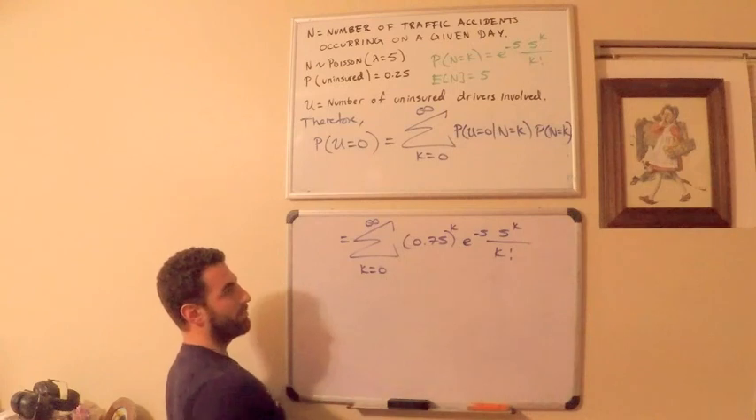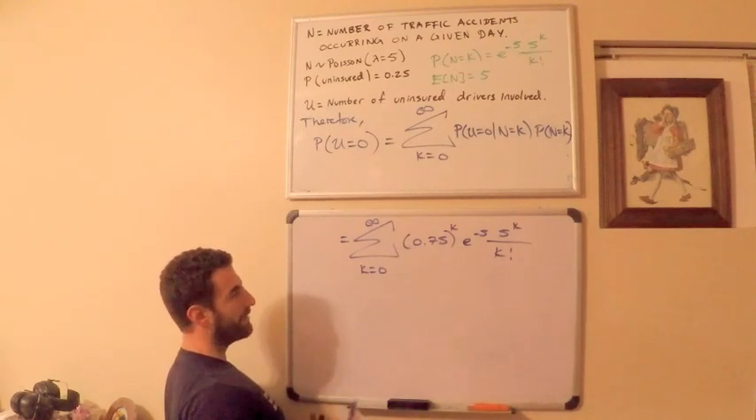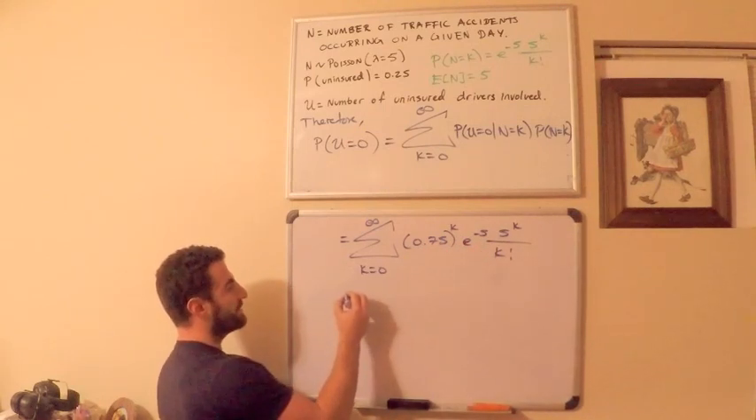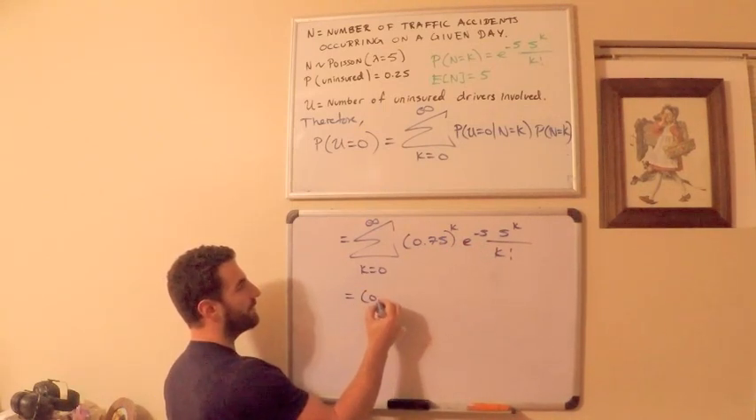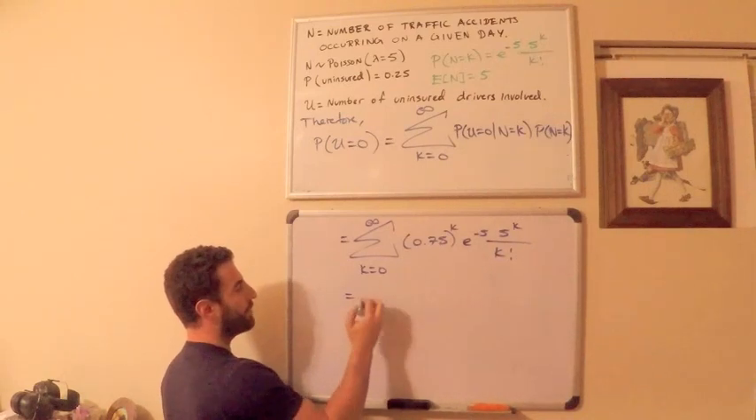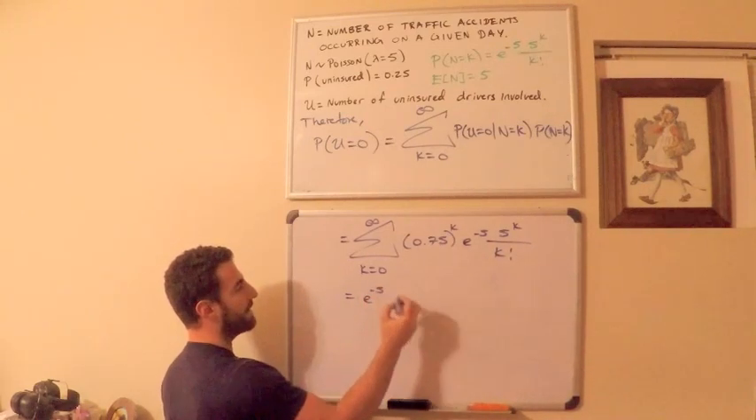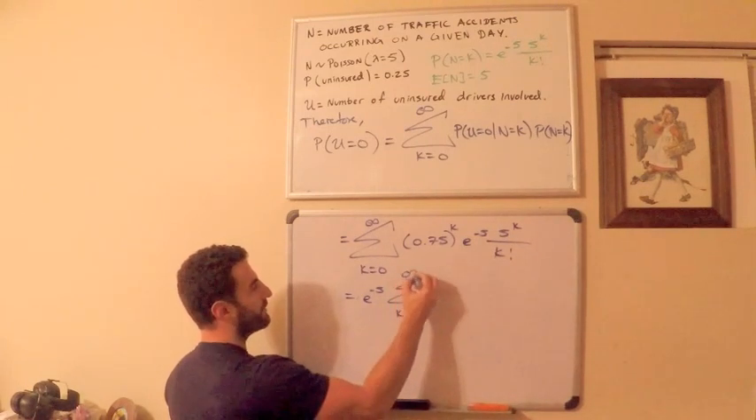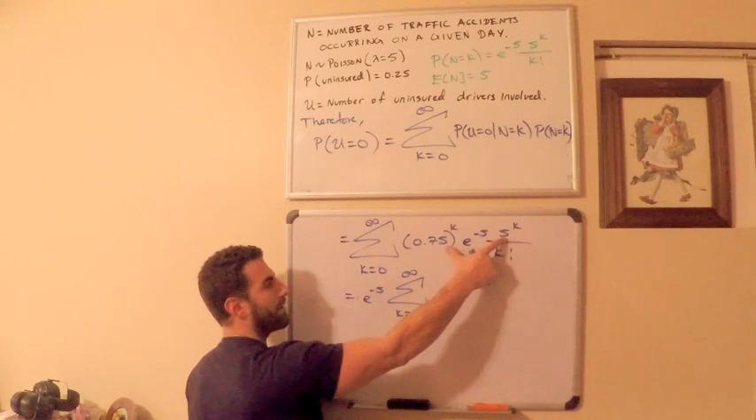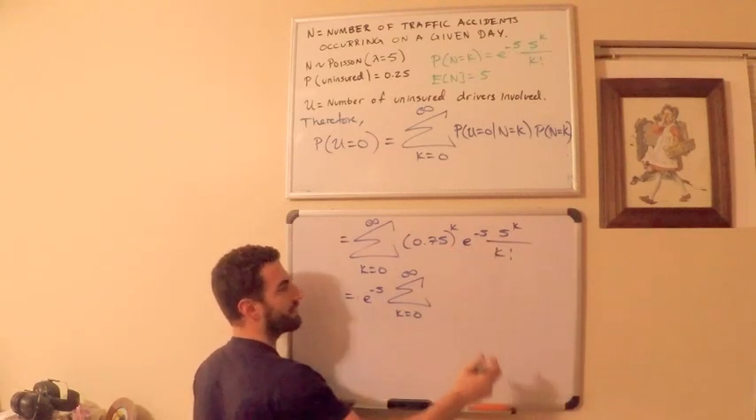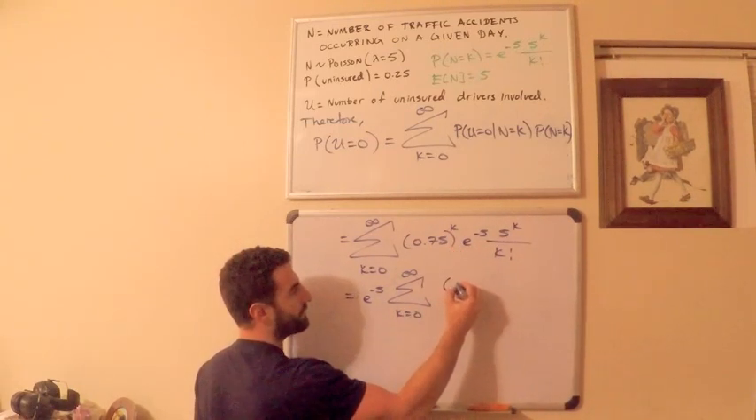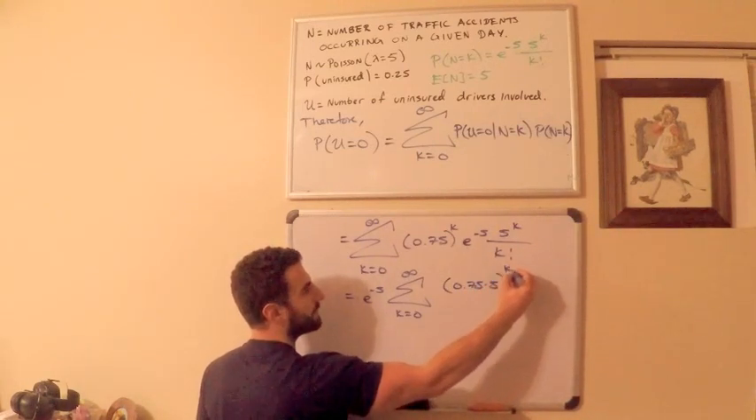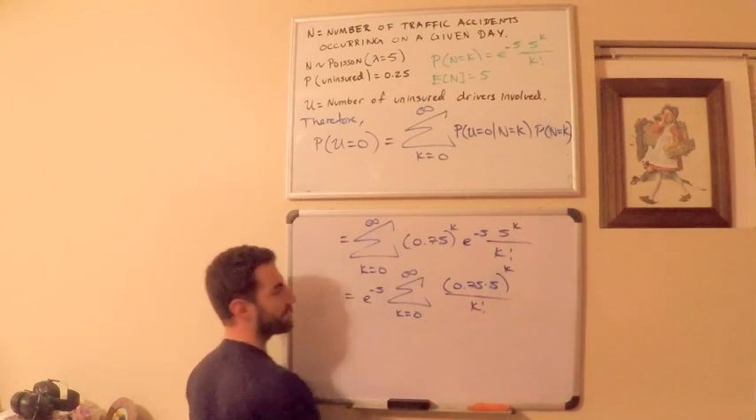What I'm going to do is factor out what does not involve k. I'm going to write it this way. These both have the power k, so be aware of that. So this is equal to e to the negative 5, since I'm factoring out what does not involve k, times the sum from k equals 0 to infinity. Now both of these terms involve a power of k. Use your properties of exponents to write this as 0.75 times 5 to the k over k factorial.